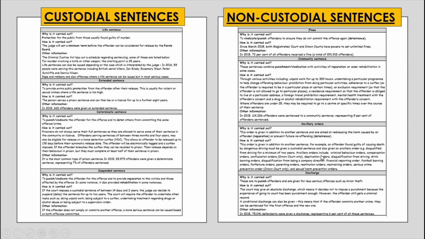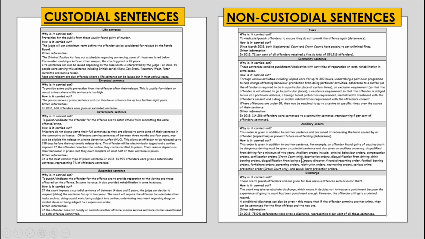Ancillary orders include criminal behaviour orders, compensation orders, confiscation orders, deprivation orders, disqualification from driving, drink banning orders, disqualification from being a company director, financial reporting order, football banning orders, forfeiture orders, parenting orders, restitution orders, restraining orders, serious crime prevention orders, and sexual harm prevention orders.